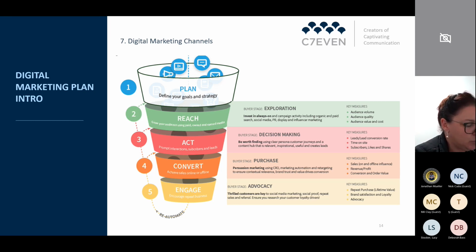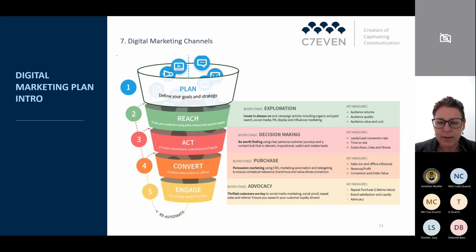When they're in this reach stage, being exploration, the tactics that are predominantly more successful are always on. That's campaign activity that includes organic and paid search, social media, PR. Everyone loves PR because you don't have to pay for it. Also display and influencer marketing. When we say always on, these are pieces of content that could be more corporate based or more product based, that don't really have a time frame around it. If you're fishing, it's basically just casting all the time. You're just fishing constantly.